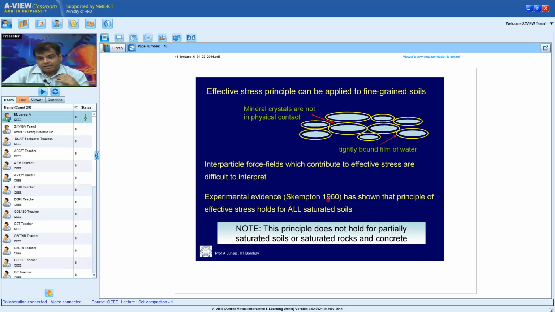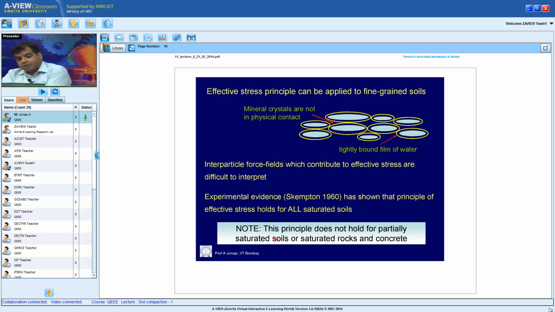However, Skempton, in the late 50s and early 60s, did a lot of experiments on clay soil, that's our fine-grained soil, and observed that the principle of effective stress, meaning total stress equals the pore water pressure plus the effective stress, is valid even for fine-grained soil. So this concept was validated through experiments, rather than through the analogy of one particle in contact with the other.